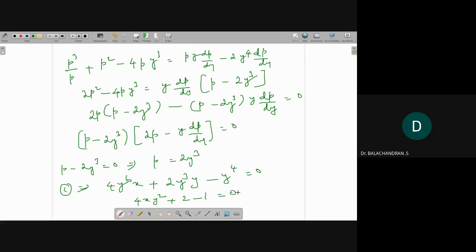This implies the singular solution is 4xy square plus 1 equal to 0, which is a singular solution of equation 1.